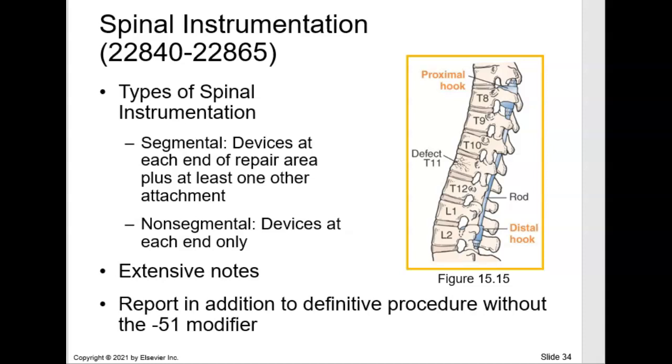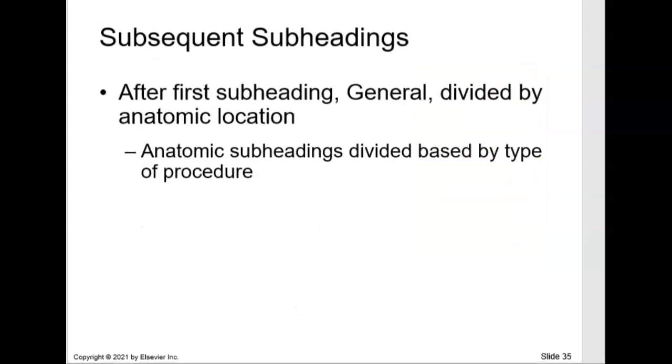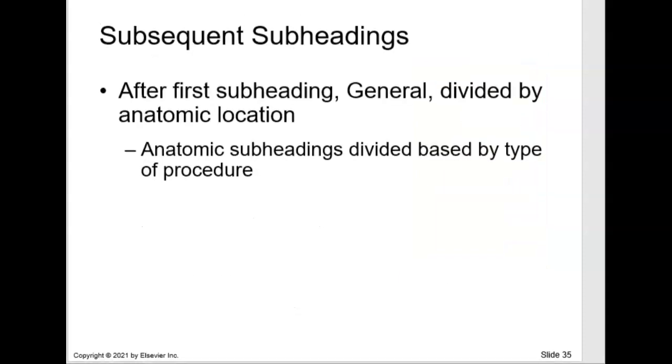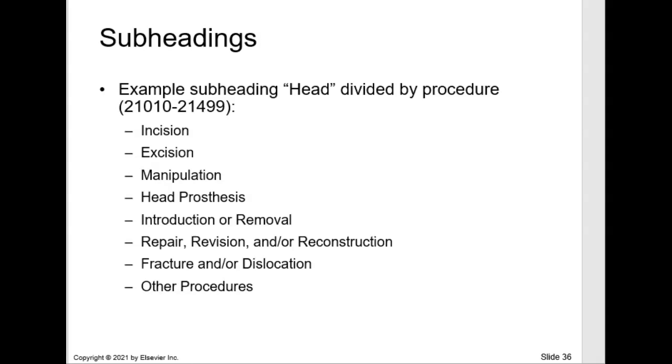Spinal instrumentation. This is going to be segmental or non-segmental. They do this a lot, of course, with back surgeries. The big thing with spine procedures, you are going to see a lot of 51 modifiers on those added procedures. Okay, so here we go. I told you how, once we get into the head and move down to the toes, it always starts off with the head first. It goes incision, excision, manipulation. You're going to see this for the subheadings.